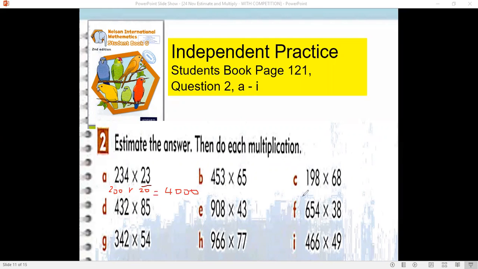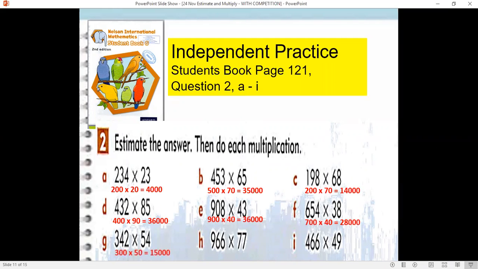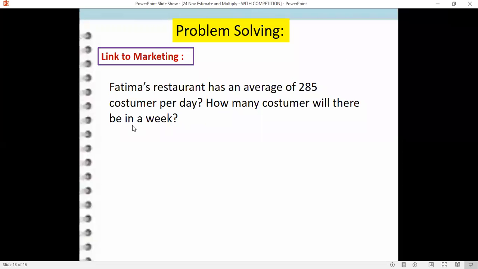Okay, so I want you to answer this one. If you did not do it yet, try to practice. Page 121, question 2. Are you done? You can check your answer. Okay, check your answer. If your answers are correct, that is excellent. You can mark it, you can correct it, and put an excellent and stars for you. Okay, I hope you got it all correctly. Very good, year 6. Now this time we are going to apply in problem solving.